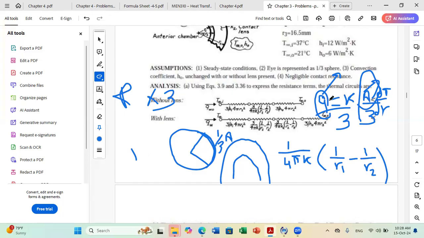Okay, so why did they use the same expression but multiply by 3? Because now you are restricting your heat to go through a smaller area, so the resistance will increase.